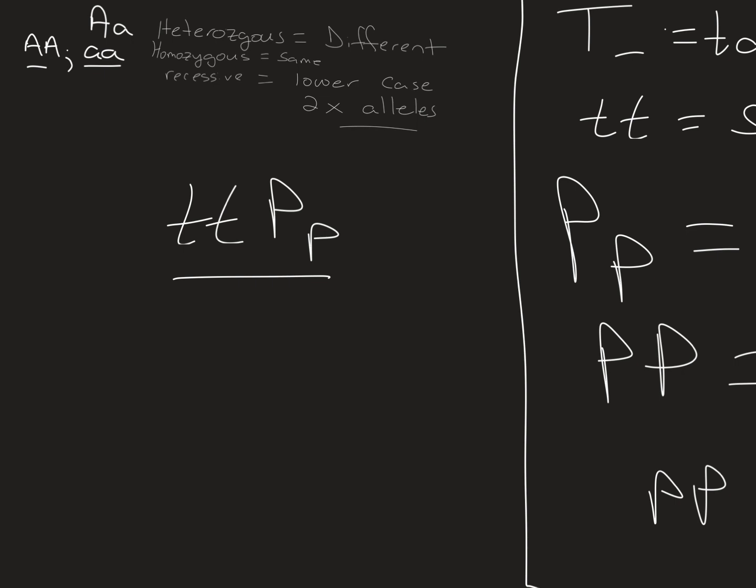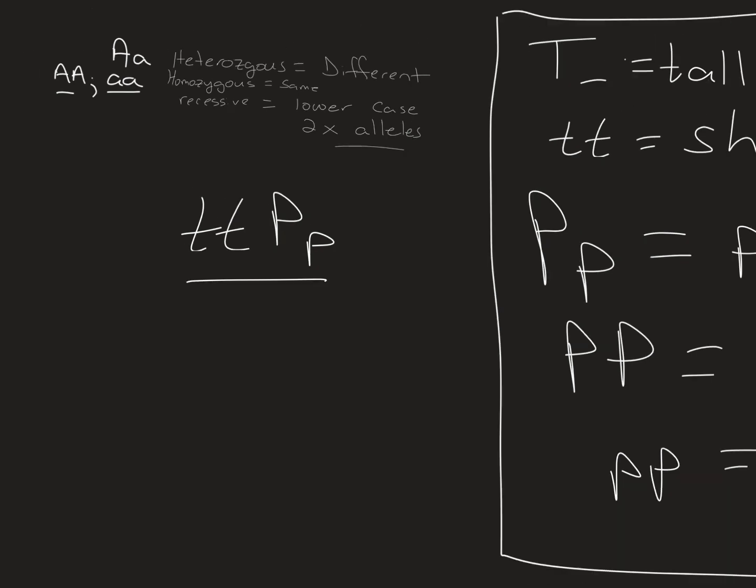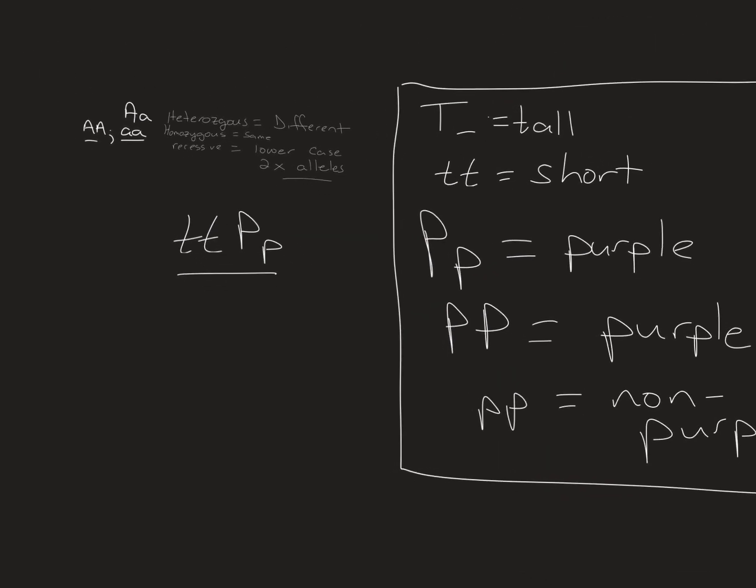Then it says, what will be expected? Oh, wait, sorry. Heterozygous for tall and heterozygous for purple. Well, I look at my key. Tall is big T at least. It's heterozygous, little t. And heterozygous for purple is big P, little p.